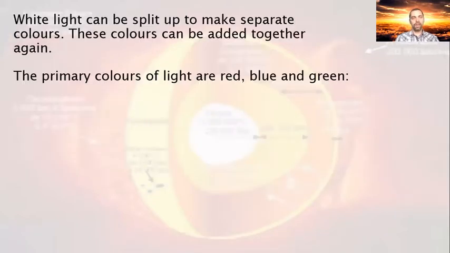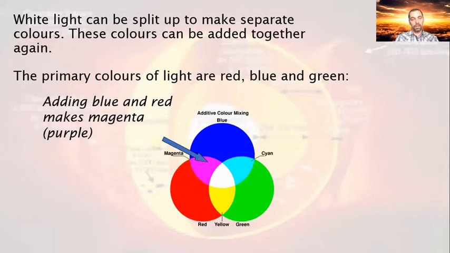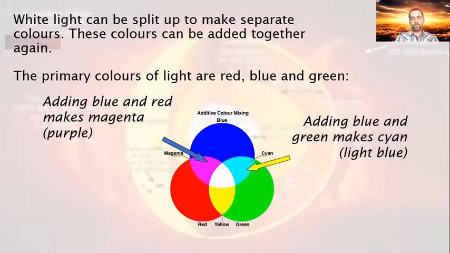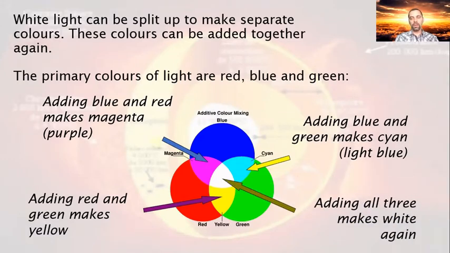As we saw before, the white light can be split up into separate colors, but it works the other way as well. We can add the colors together to make white. The primary colors of light are red, blue, and green. Mixing these colors, we can make other colors. For example, mixing blue and red, we can make magenta. And if we mix blue and green, we can make cyan, actually light blue. Adding red and green makes yellow. And if we add all 3 together again, we will get the white light again.